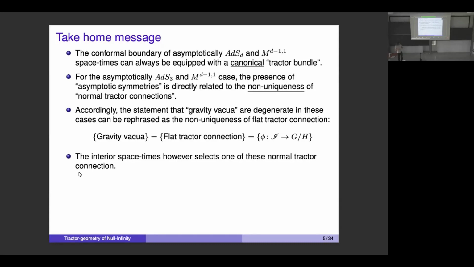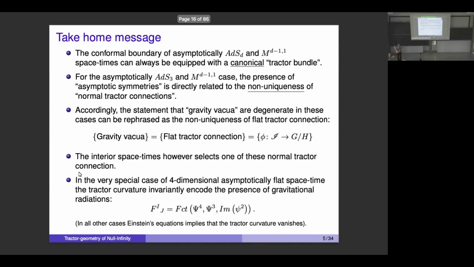However, when you take such a conformal geometry, but it is the boundary of some spacetime, you do get a unique connection which is induced. And then in the very particular case of four-dimensional gravity, something interesting happens: the curvature of this connection precisely encodes gravitational radiation. By this I mean this coefficient in the Newman-Penrose formalism.